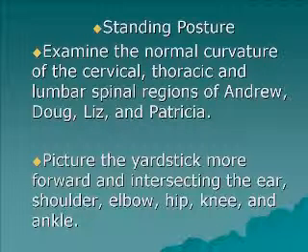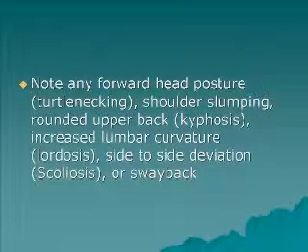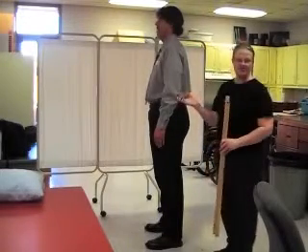Examine the normal curvature of the cervical, thoracic, and lumbar spinal regions of Andrew, Doug, Liz, and Patricia. Picture the yardstick more forward and intersecting the ear, shoulder, elbow, hip, knee, and ankle. Note any forward head posture, turtlenecking, shoulder slumping, rounded upper back, kyphosis, increased lumbar curvature, lordosis, side-to-side deviation, scoliosis, or sway. All right, and we want to look at their standing posture.